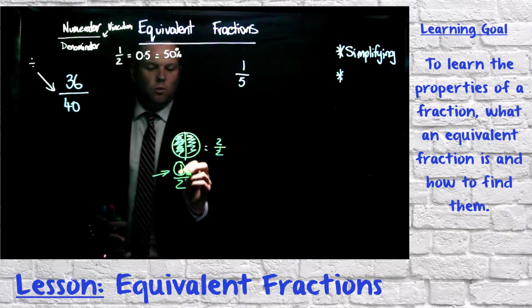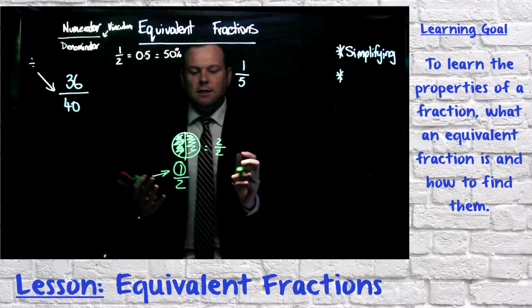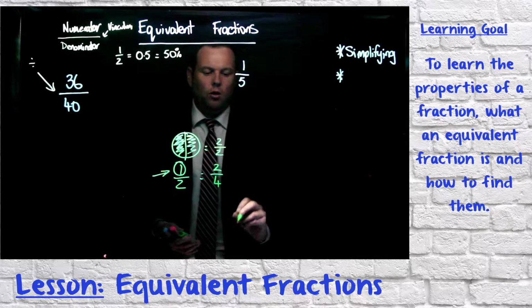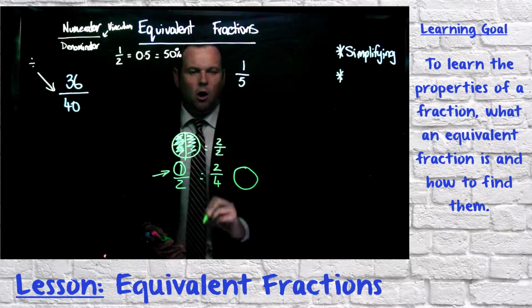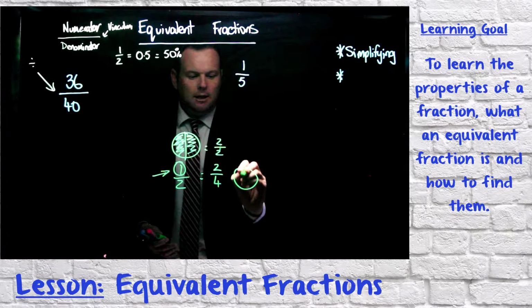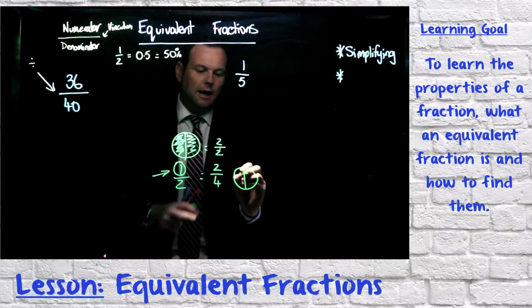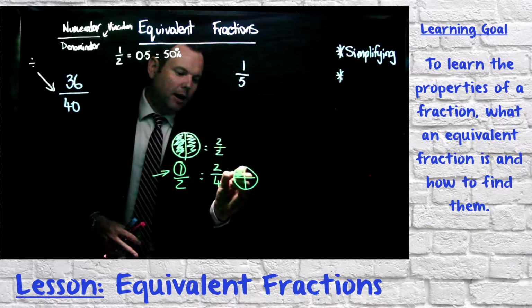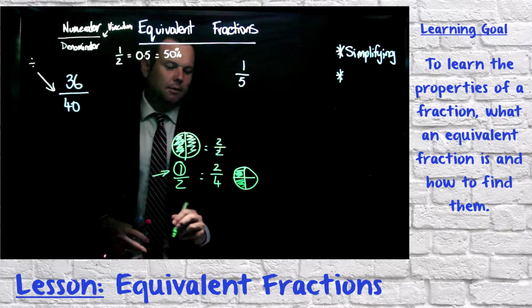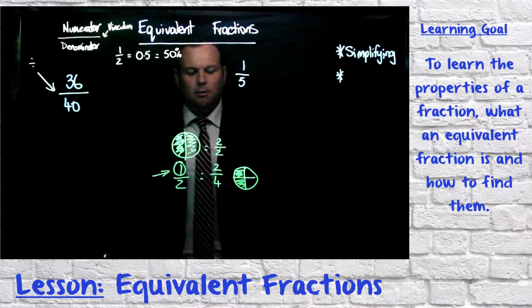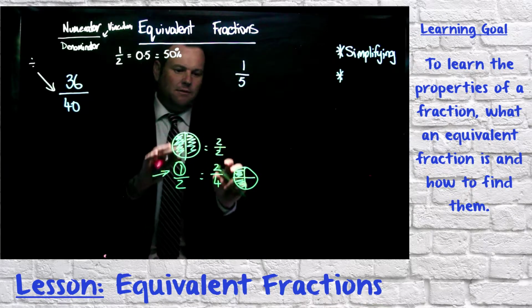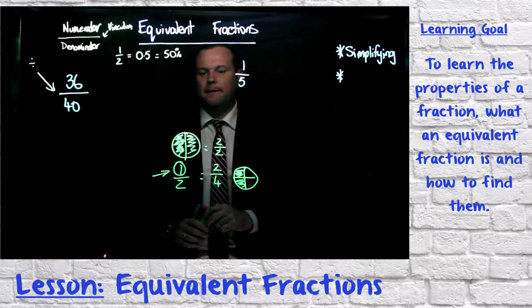Now, we can represent 1/2 as a different fraction. We could also represent 1/2 as 2 over 4. We'd have the same size pizza. However, this time, rather than being cut in half, it would be cut into quarters. We'd still have 2 quarters, and it's still exactly the same amount of pizza, except it's just been cut up into different sizes.